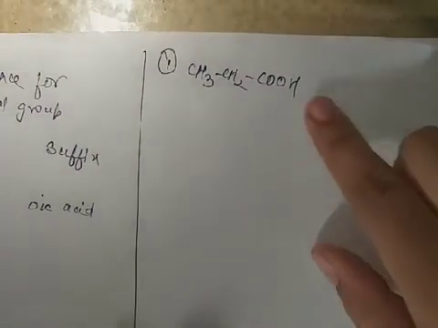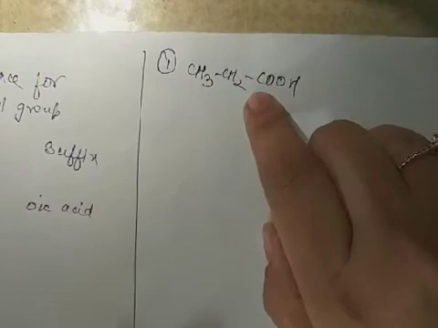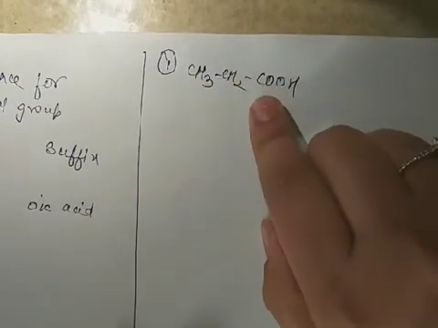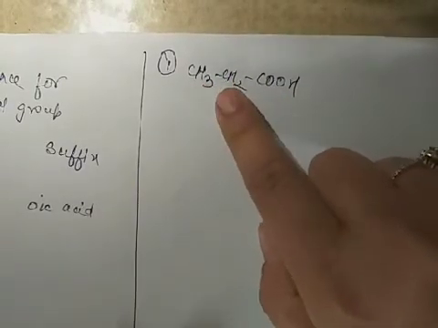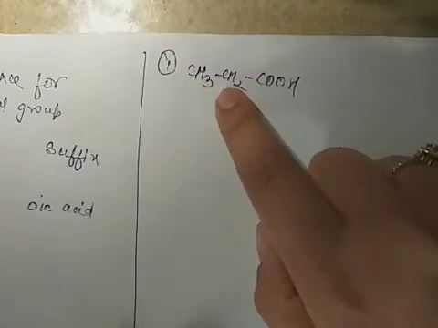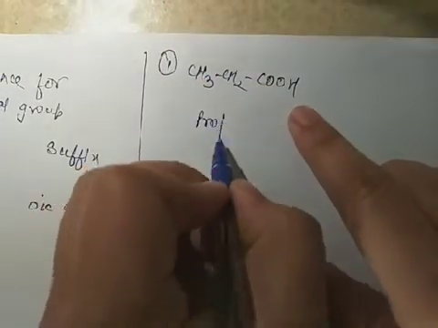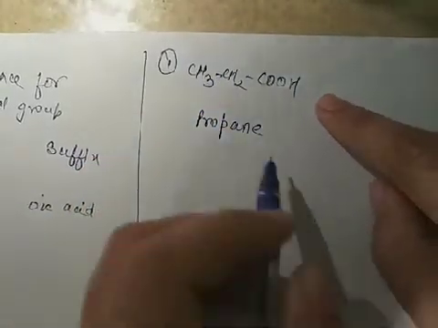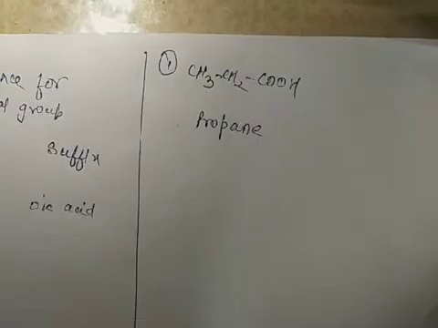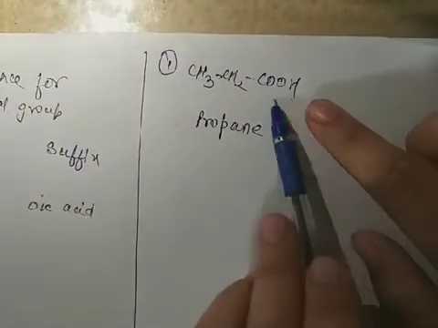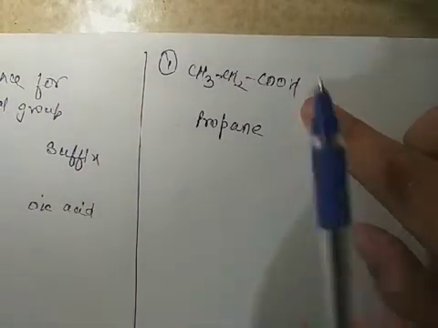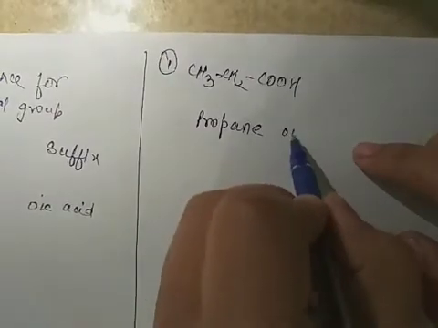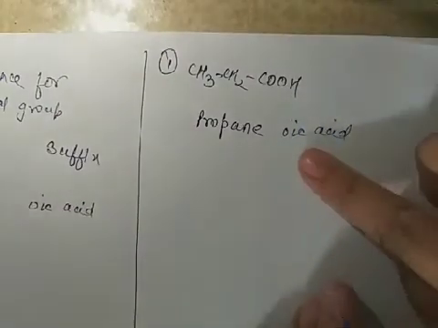For instance, this is CH3, CH2, COOH. So what will I name it? See how many carbon atoms there are. 1, 2, 3 carbons, so I will use meth, eth, prop. Propane, all are single bonds. Now this is a carboxylic acid, so I will write oic acid.